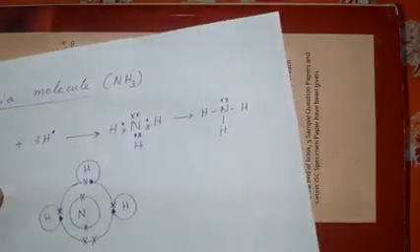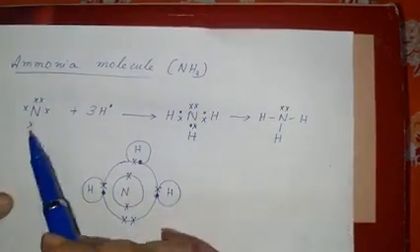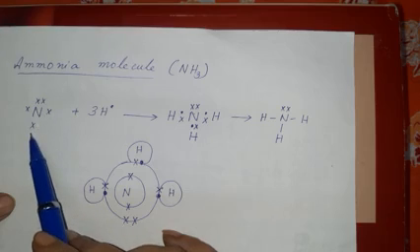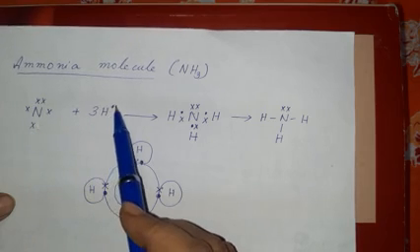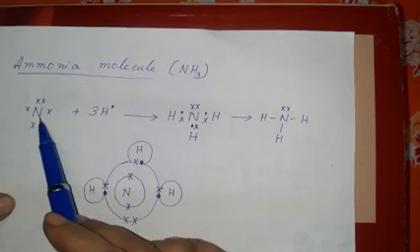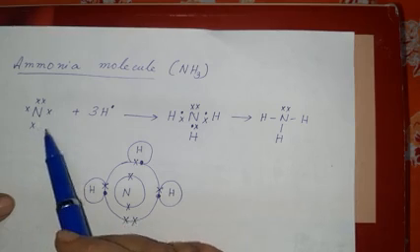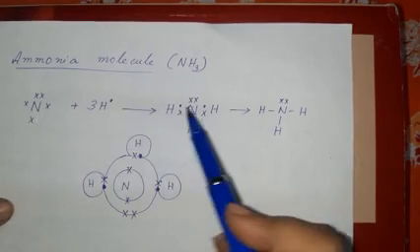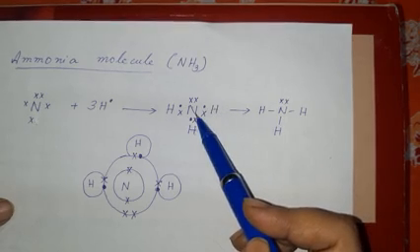Now next, ammonia molecule, NH3. Now in NH3, you can see here nitrogen has 1, 2, 3, 4, 5 electrons in the outermost orbit, whereas hydrogen has 1 electron. Now nitrogen needs 3 more electrons to complete the octet structure. So what happens, the 3 hydrogens share their electrons with the nitrogen, forming the ammonia molecule.